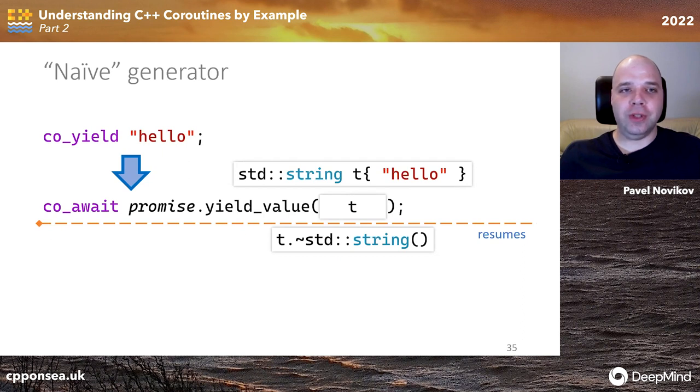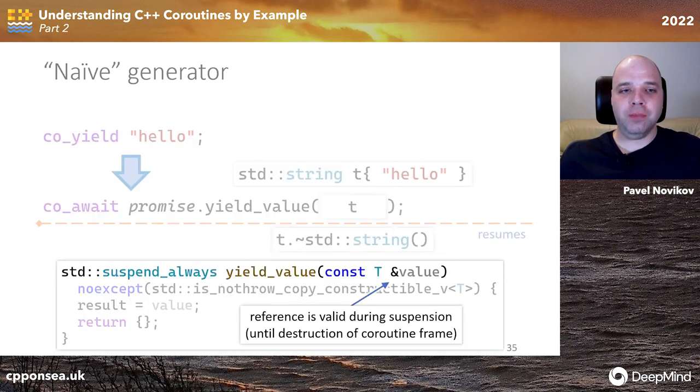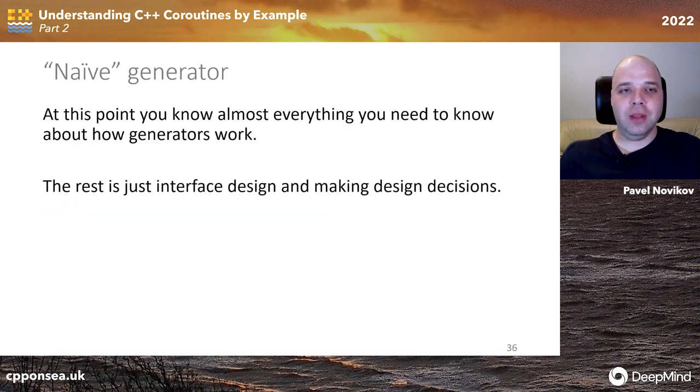So let me go through it again. Ordinarily, temporary objects are destroyed at the end of the statement. And in this case, within the coroutine context, basically the end of the statement happens after the resumption of the, in this case, co-yield expression and the co-await expression which it is transformed to. So all of this results in that reference in the yield value call persisting and staying valid during suspensions of the coroutine and until the coroutine is destroyed. We can use this fact to alleviate unnecessary copies.